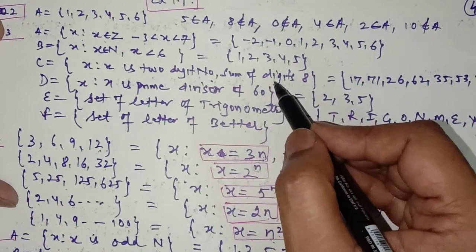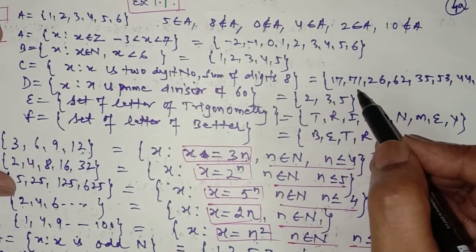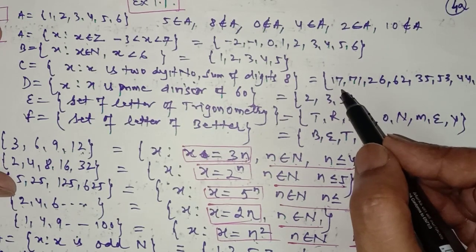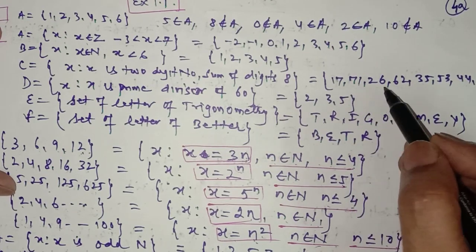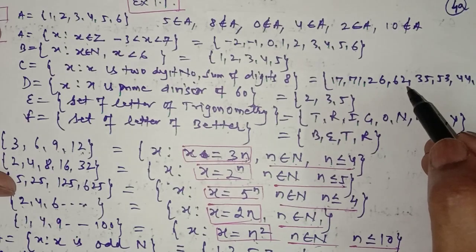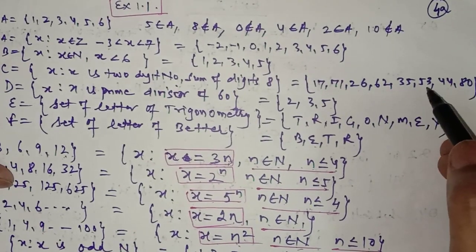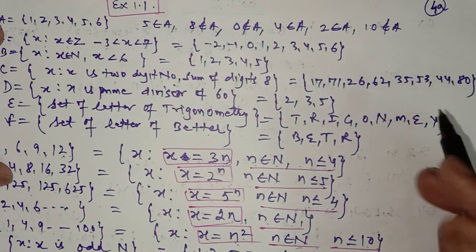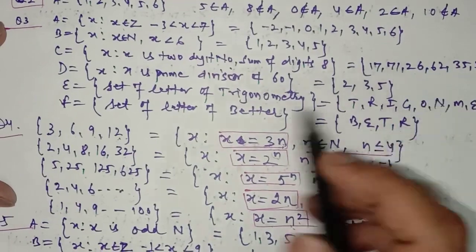So you have to convert into roster form the 2-digit numbers whose sum of the digits is 8. You can write 17, then 71, the sum of the digits is 8. 26, 62, the sum of the digits is 8. 35, 53, the sum of the digits is 8. 44, the sum of the digits is 8. And 80, the sum of the digits is 8. You cannot write 08 because it is a single digit number.